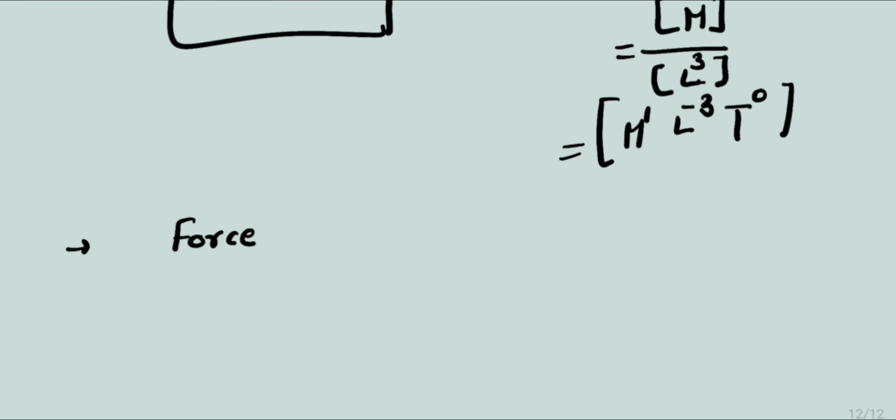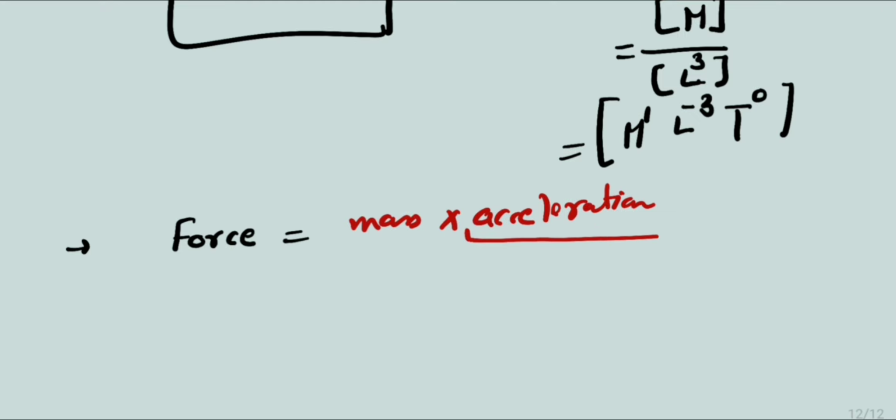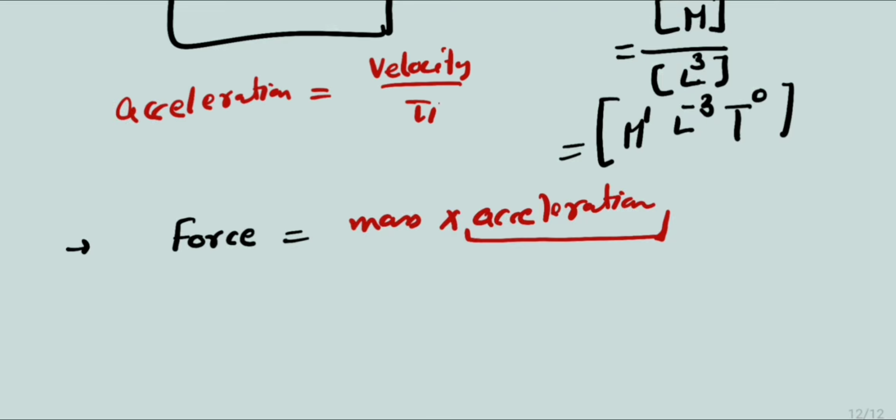So for that you should know the formula for the force. Force is equal to mass times acceleration. For that you should know the dimensional formula for the acceleration. So acceleration we know is equal to velocity divided by time. So we know the dimensional formula for the velocity is [L t^-1], and the dimensional formula for the time is [t]. So we can write the dimensional formula for the acceleration from here.